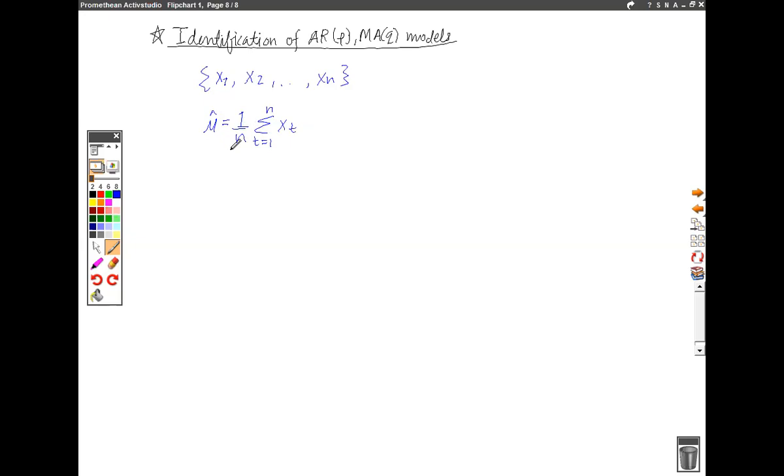Now if you want to figure out the autocovariance, this was how I denote my population autocovariance. But to estimate it, you use the sample autocovariance function, which is sometimes denoted as c_k. I can write it like this. So this is my sample ACF.